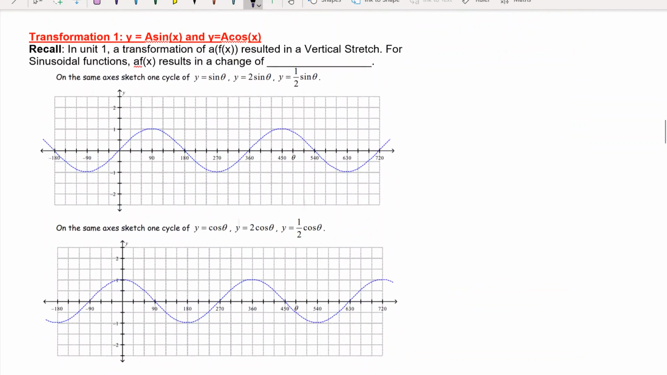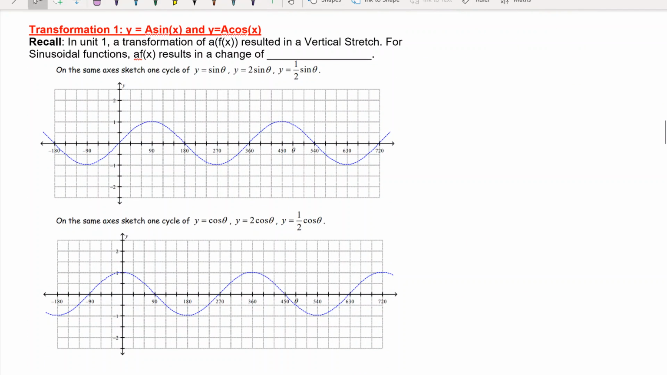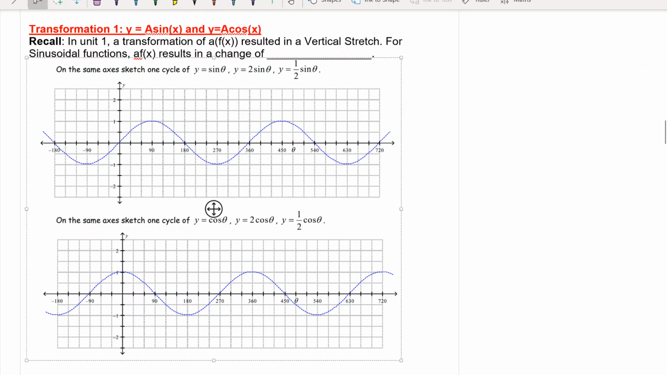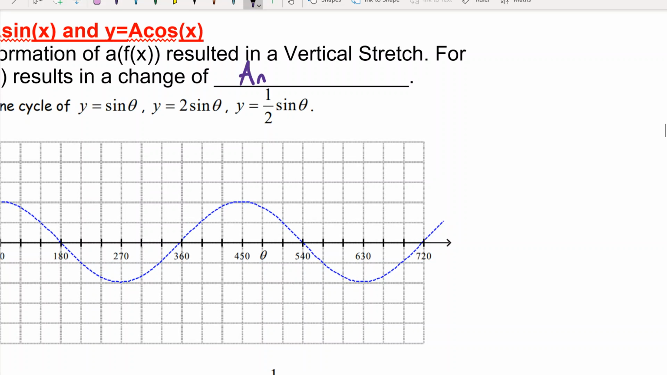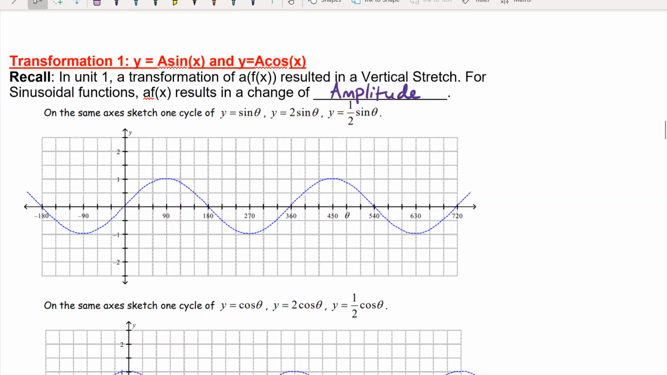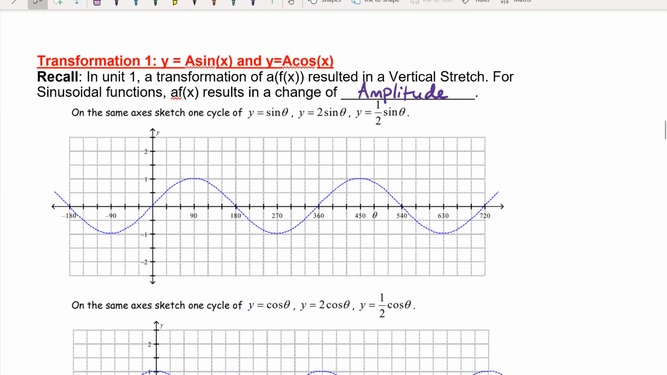So the first transformation we're going to look at is when we have a vertical stretch. So this is whenever you have a number in front of your sine function or a number in front of your cosine function. In Unit 1 we actually looked at how this was a vertical stretch. It's the same thing in this unit as well, but we call it a change of amplitude. So we're still going to call it a vertical stretch, but we're just going to pay attention to the fact that this is actually changing the amplitude of our sine and cosine functions.